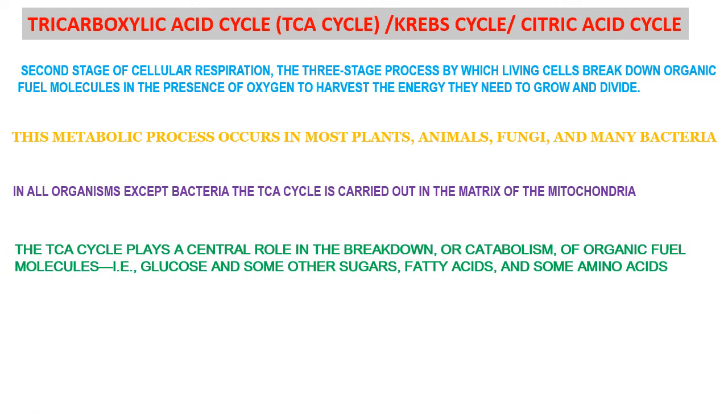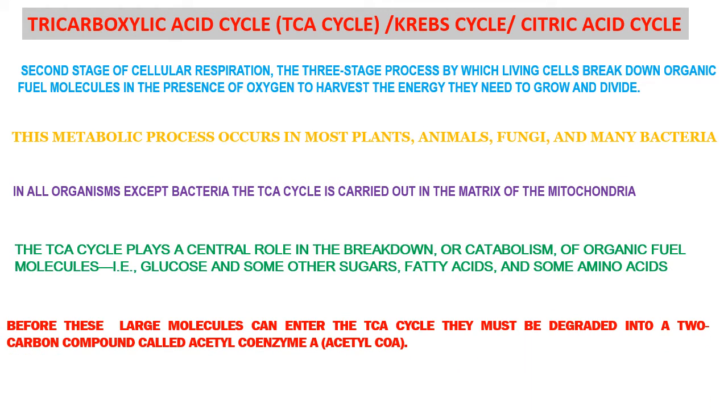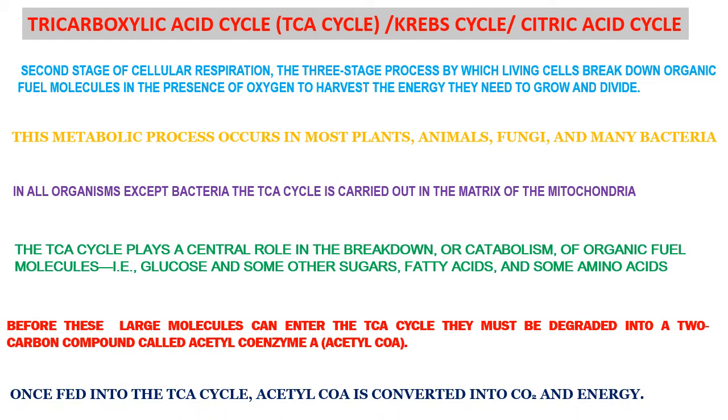The TCA cycle plays a central role in breakdown or catabolism of organic fuel molecules, that is glucose and some other sugars, fatty acids, and some amino acids. So it is the central pathway where all these metabolites converge and produce energy in the resultant reactions in the Krebs cycle. Before these large molecules can enter the TCA cycle, they must be degraded, they must be catabolized into a 2-carbon compound called acetyl-CoA. So we can say that this is the central metabolic pathway. Once fed into the TCA cycle, acetyl-CoA is converted into carbon dioxide and energy. We will see it in detail in upcoming slides.